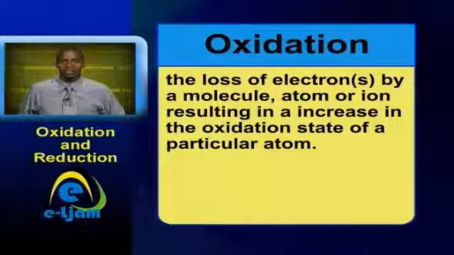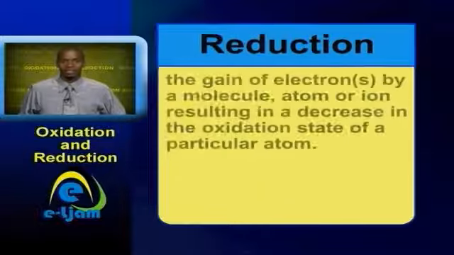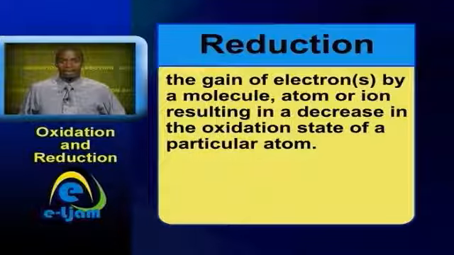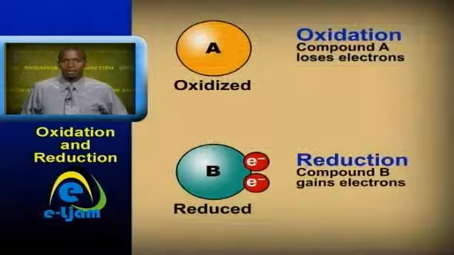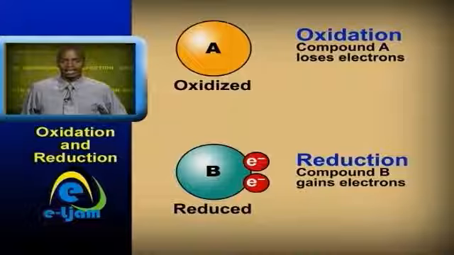Fundamentally, oxidation refers to the loss of electron or electrons by a molecule, atom, or ion, resulting in an increase in the oxidation state of a particular atom, while reduction refers to the gain of electron or electrons by a molecule, atom, or ion, resulting in the decrease in the oxidation state of a particular atom. It must be noted, however, that oxidation and reduction properly refer to a change in oxidation state, as the actual transfer of electrons may never occur.